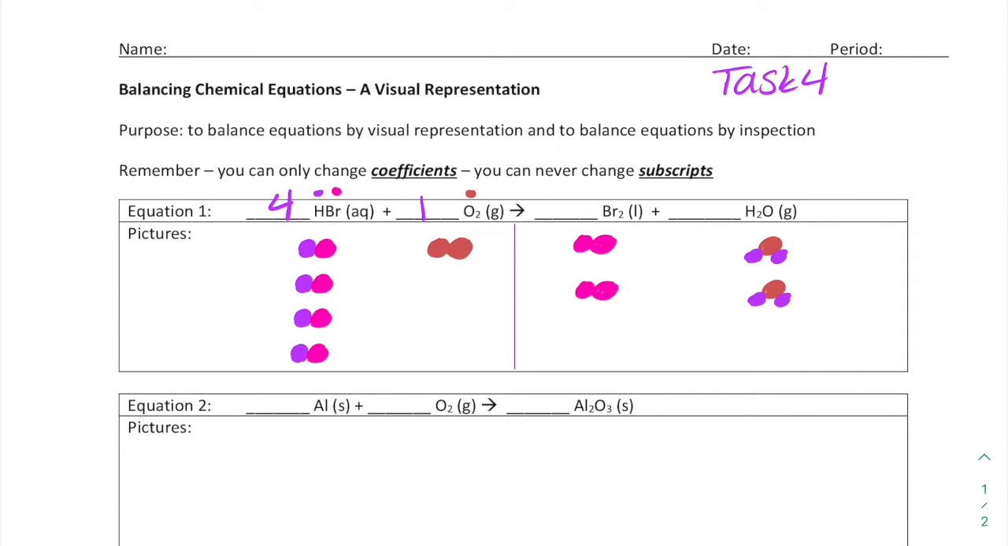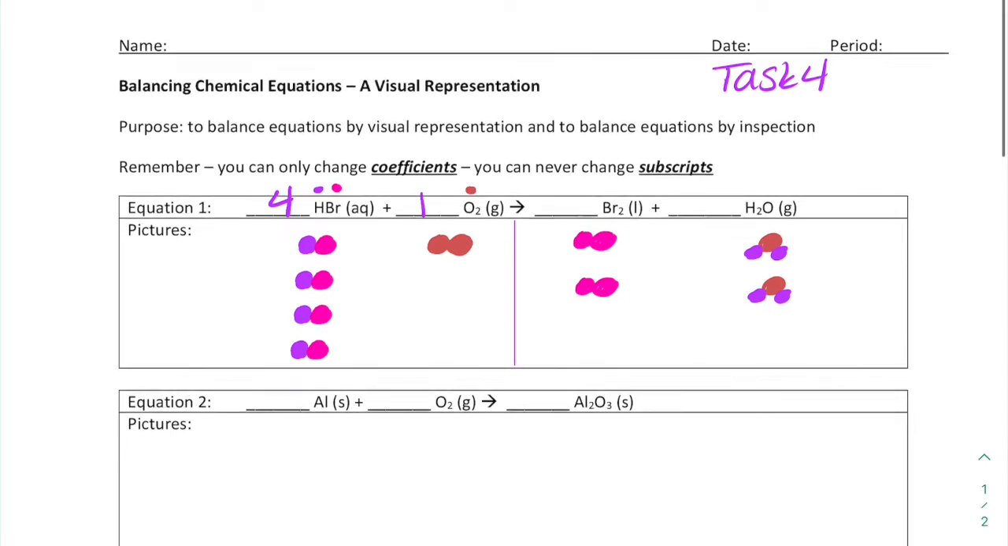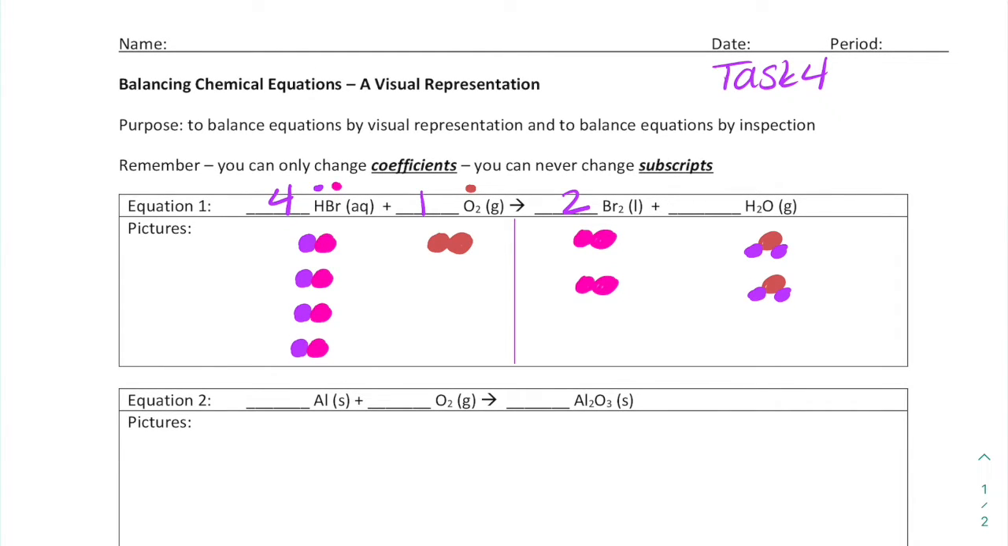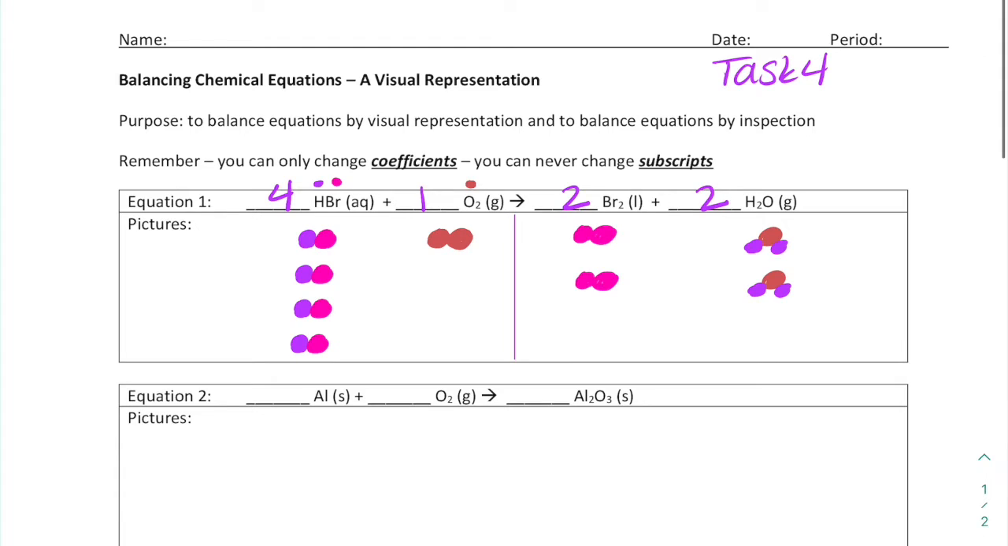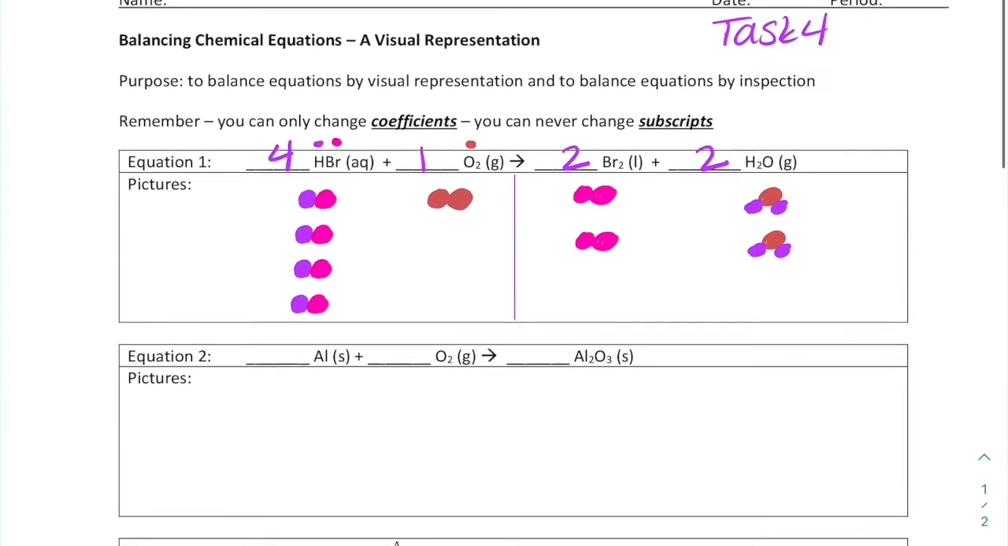Okay. Bromine, there are 2 molecules of bromine. And then water, there are 2 water molecules. So 4, 1, 2, 2 are your coefficients, or 4, blank, 2, 2. Okay. Moving on to number 2.